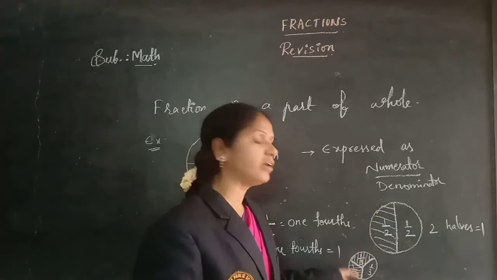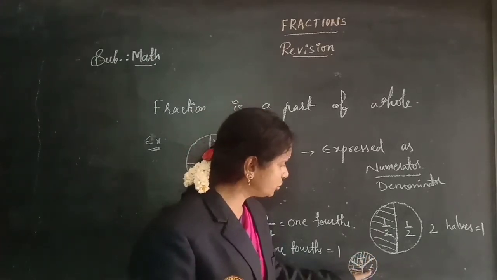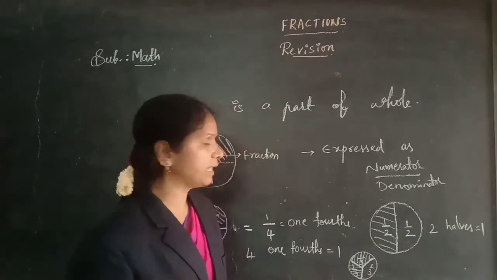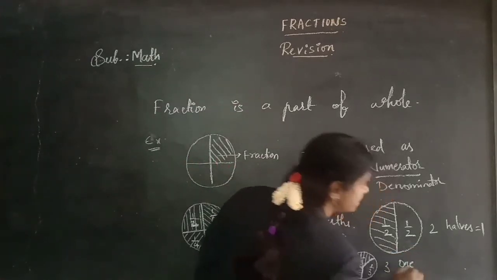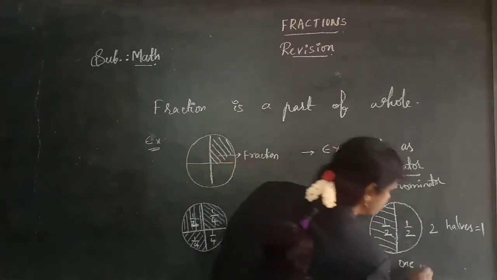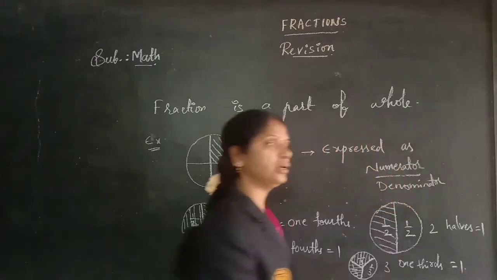So how many 1/3 parts can I make as a whole here? 1, 2, 3. 3 1/3s I can make a whole here. 1 by 3 means I can write in words 1/3. 3 1/3s I can make as a whole here.